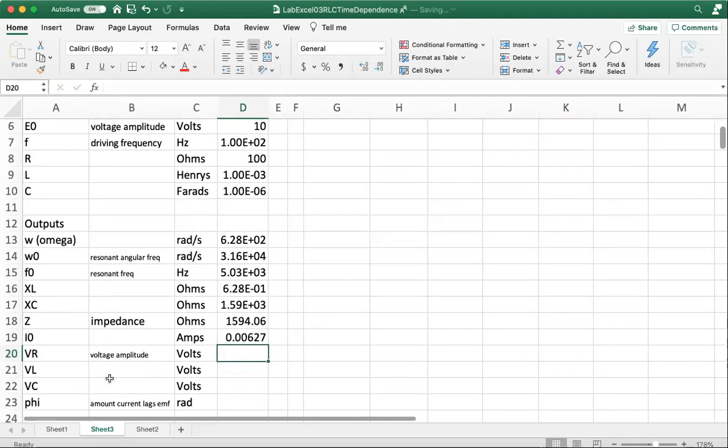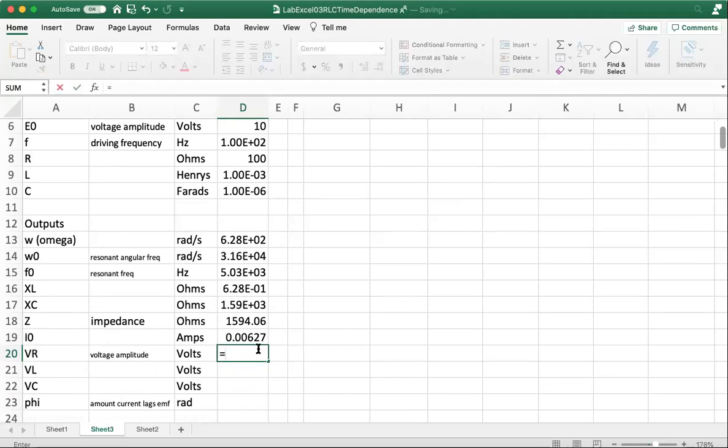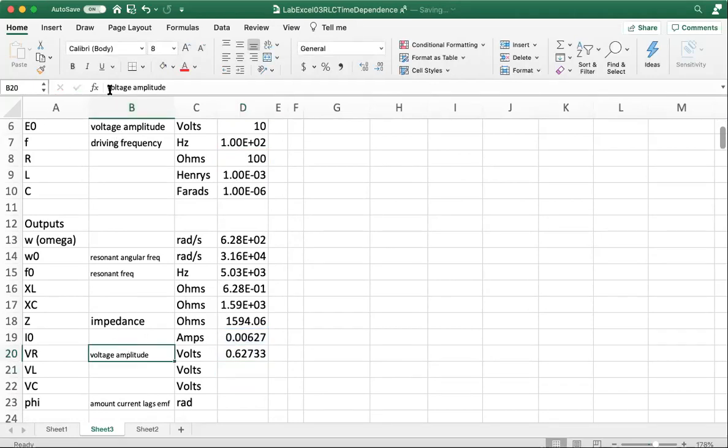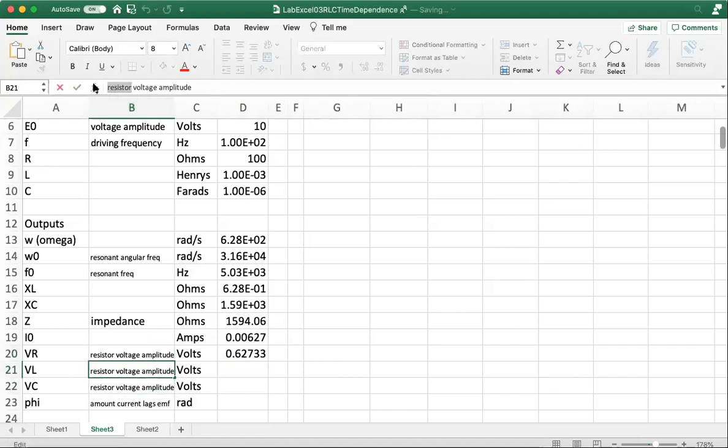Now these voltage amplitudes are pretty easy to calculate. They're just the reactance times the current. The reactance for the resistor is easy because it's just a resistance, so we'll do the current times the resistance. That'll give us the resistor voltage amplitude. I should probably put that in here, the resistor. Let's make this clear: each component has its own voltage amplitude.